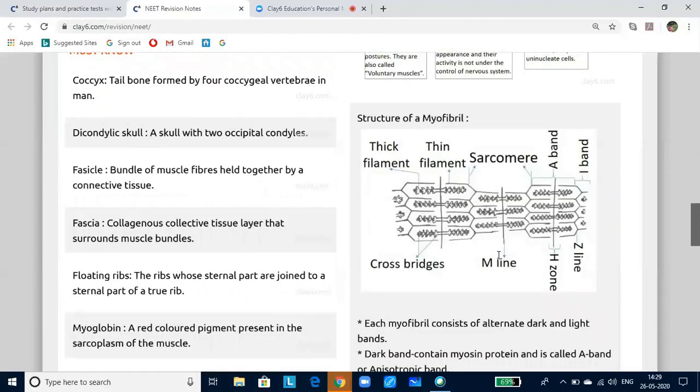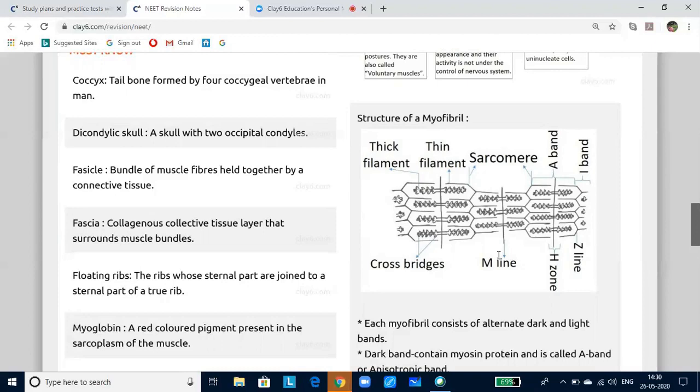Skeletal muscle is made up of a number of muscle bundles or fascicles held together by a connective tissue layer called the fascia. Each muscle fiber is lined by sarcolemma enclosing the sarcoplasm. A large number of filaments are parallelly arranged, called myofilaments or myofibrils. Each myofibril has alternate light and dark bands on it.